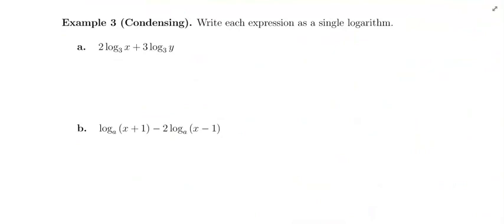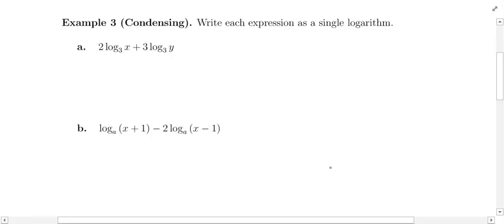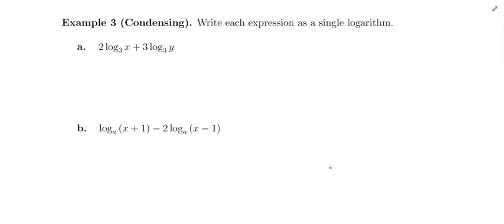In example 3, condensing, the directions say to write each expression as a single logarithm. So the directions are pretty straightforward. You've got multiple logarithms in each of these examples. If you take a quick scan, we want to turn it into one logarithm. Keep in mind, you can only condense logarithms if they have the same base. So if you were to encounter a base 4 logarithm and a base 9 logarithm, you can't combine those. Make sure when you're doing this, every logarithm has the same base.